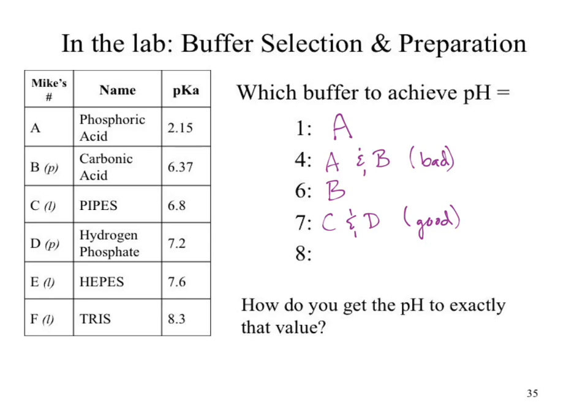Tris. Probably the last one, just Tris. But if we put Tris in and it's in the ideal buffer position, where we have half of the protonated Tris and half of the deprotonated Tris, we'd be at pH 8.3. I want 8. How do I get this 8.3 to become 8? I add a strong acid to it.